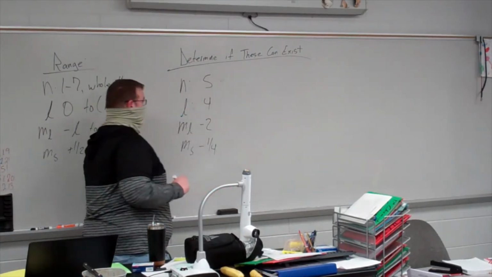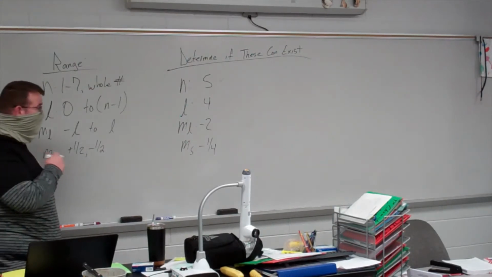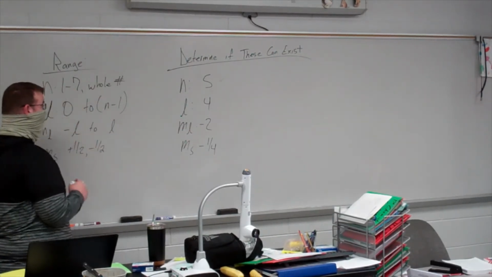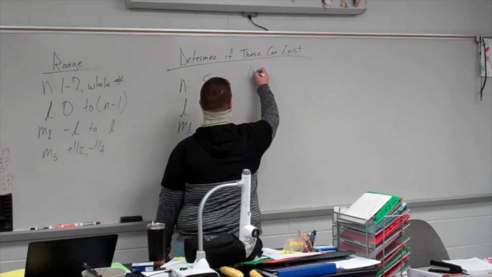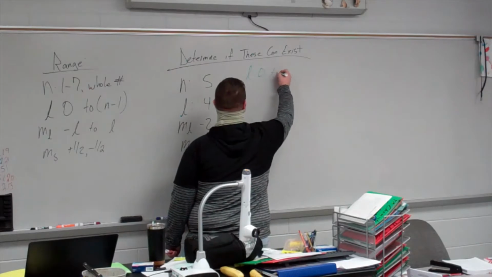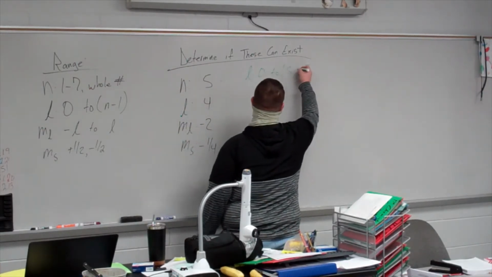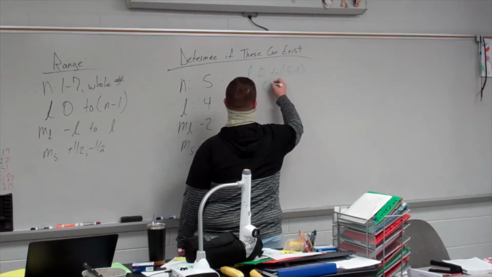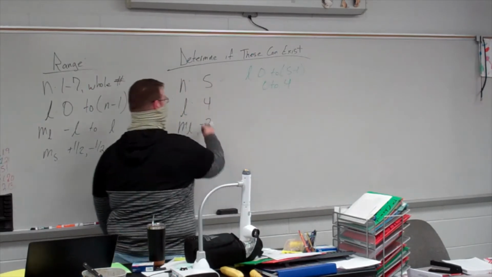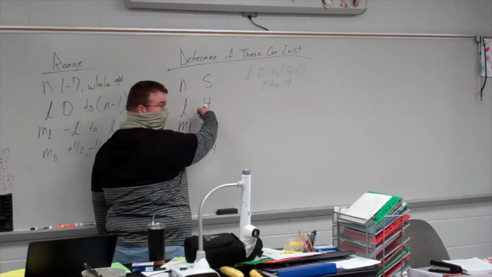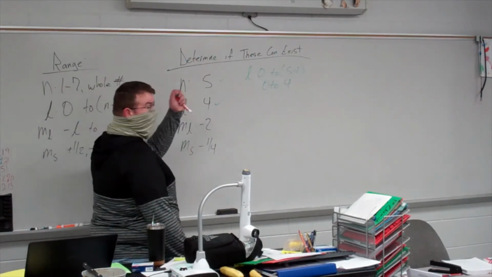Check. Let's go to the angular momentum quantum number. L, we say L is 4. Well, n is 5. Since n is 5, that means L can be of a range 0 to n minus 1, which is equal to 0 to 4. Does L fall in that range? Yep. So it's good. So L is 4.